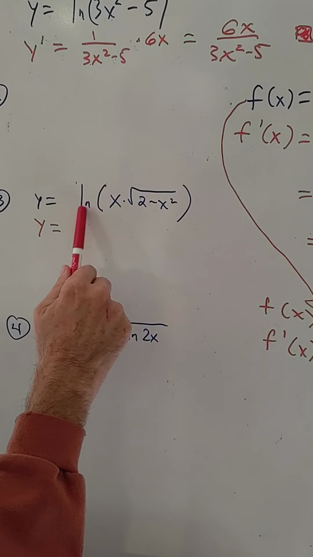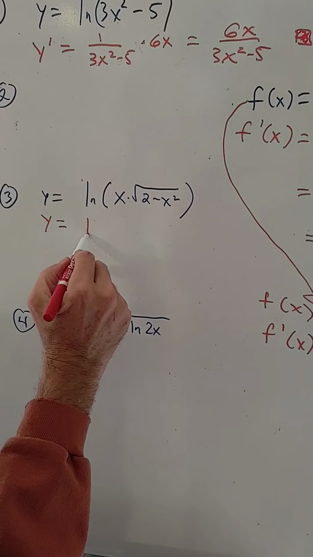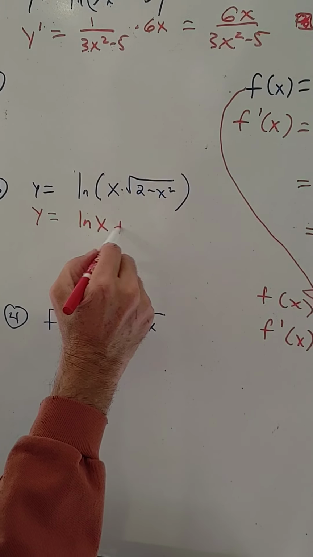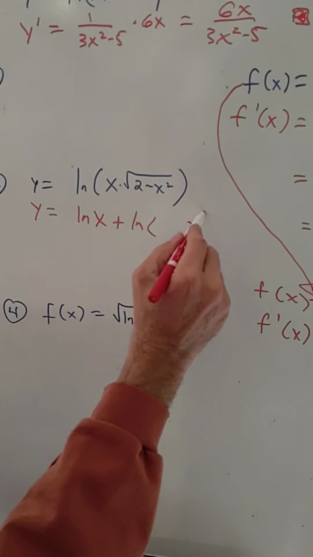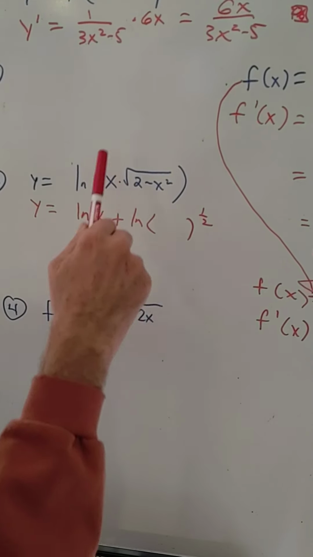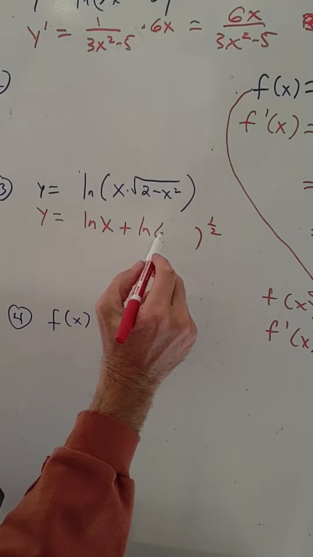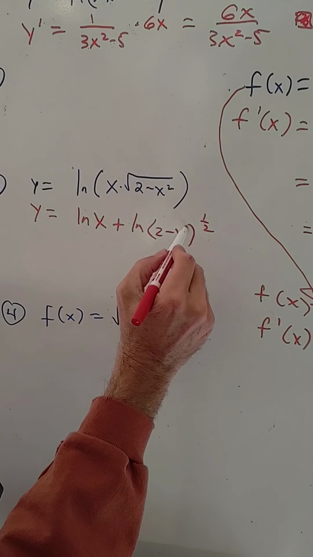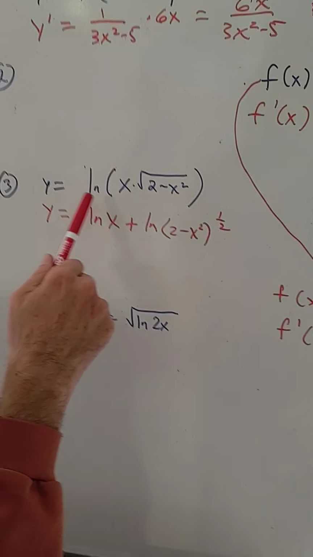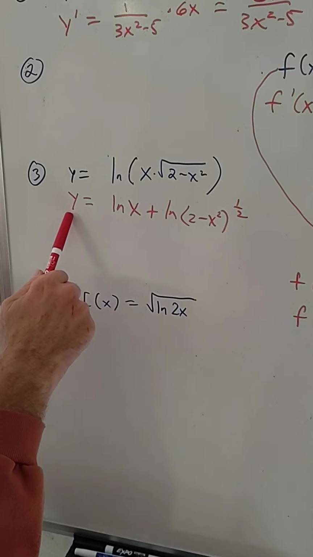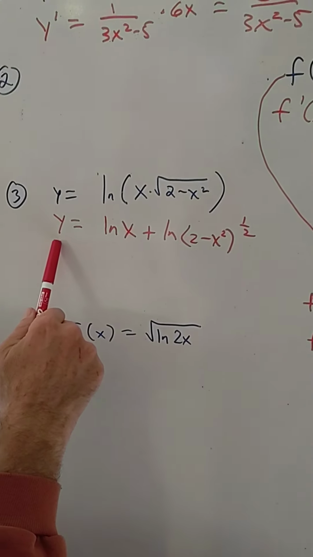Remember that the log of a product is the sum of the logs. So it's going to be the ln of x plus the ln. And isn't square root the same thing as 1/2 power? We want to avoid radicals with derivatives. So let's make the base 2 minus x squared. So that's the first step that I'm going to do. Use a property of logs. This is the same thing as this. It's still y. No derivative yet.